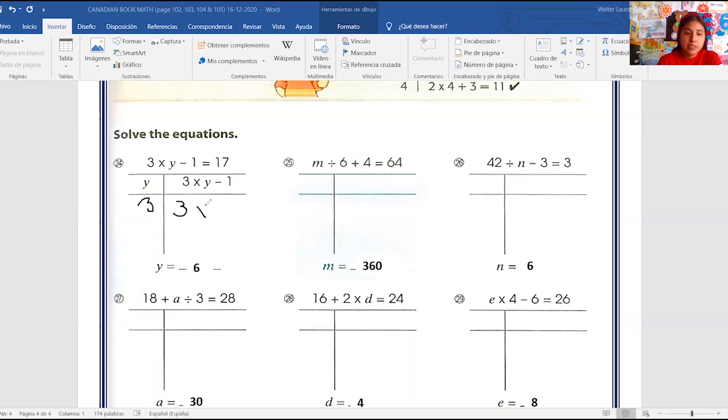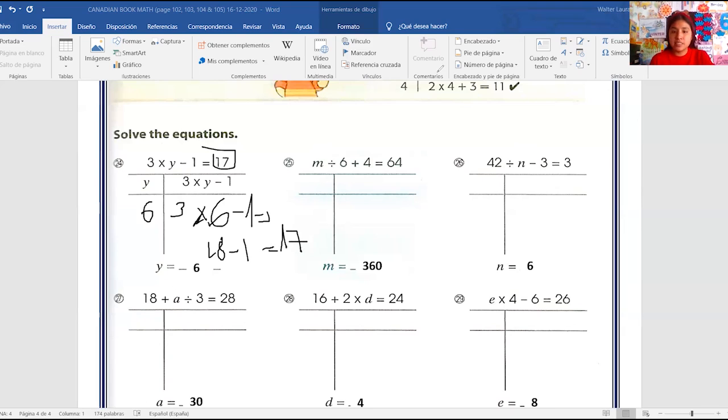3 times 3 minus 1. In this case, it's 9 minus 1, 8. Is 17? No. So here, when it is 6, is the correct value. Let's check. Okay, when it is 6, no? Okay, 3 times 6 minus 1. We need to get 17. Okay. 3 times 6, 18, miss. 18 minus 1 equals 17. Oh, we found. So the correct value of y is 6.